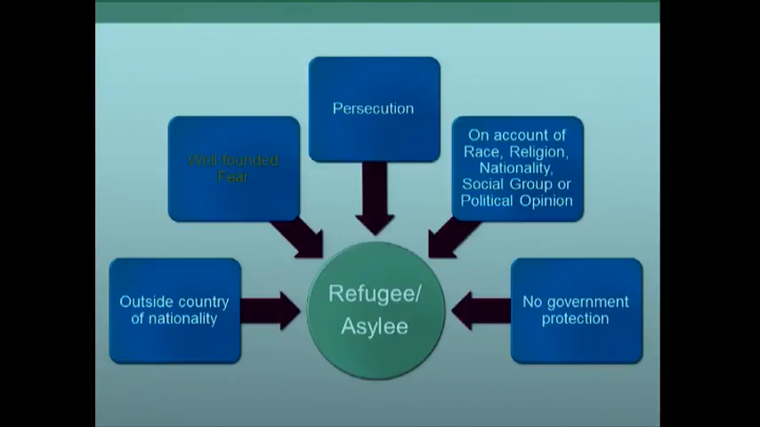And then, very importantly, the harm that someone suffers has to be on account of. There needs to be a nexus between the harm and their race, religion, nationality, social group, or political opinion. So they need to establish that they independently belong to one of these protected groups, and that in fact it is one of the central reasons that they are being targeted. And then finally, they need to show that the government cannot or will not protect them, either because the government is the one persecuting them, or the government has been ineffective in protecting them from the harm that they fear.